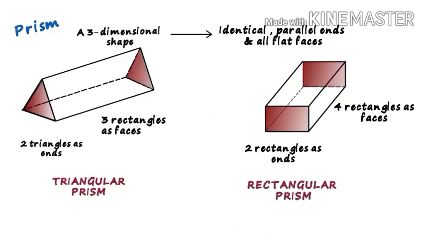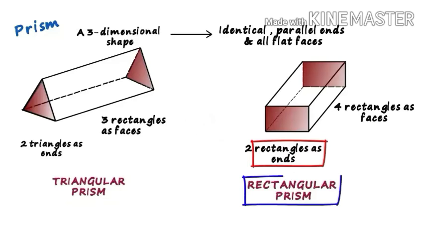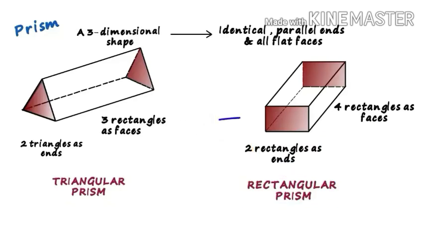So if you noticed, prisms are defined by their ends. Triangles as ends, triangular prism. Rectangles at its ends, rectangular prism. Look at the rectangular prism. Does this shape remind you of another three-dimensional shape? Yes, a rectangular prism is also a cuboid. Now let's look at a few figures and understand if they are prisms or not. Remember the definition: identical parallel ends and all flat surfaces.